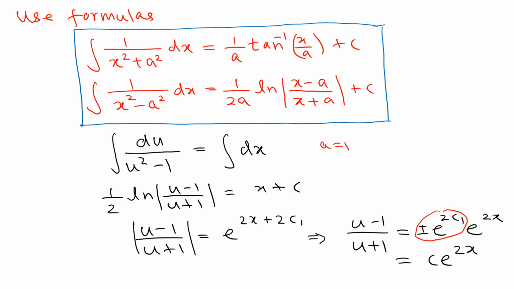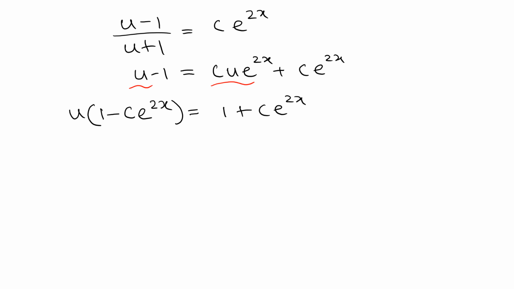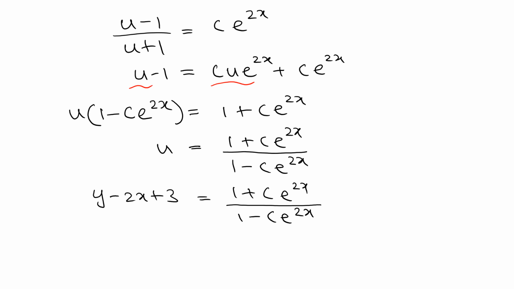Now we're going to cross multiply and solve for u. When you cross multiply, you get this one. Then we bring all the u terms to one side and the other terms to the other side and factor, and then divide. Since u = y - 2x + 3, we can substitute that, and finally you can solve for y. We can move the other two terms to the other side.